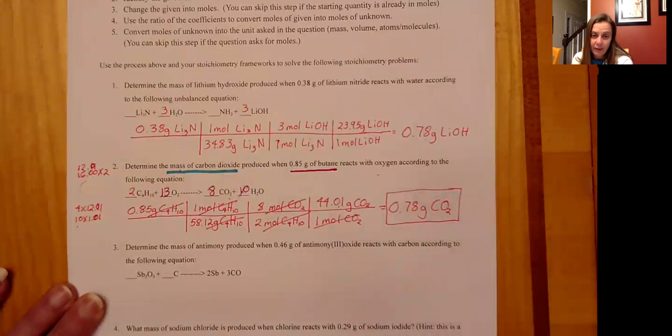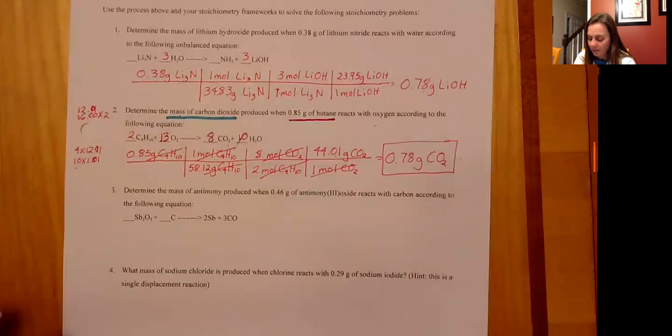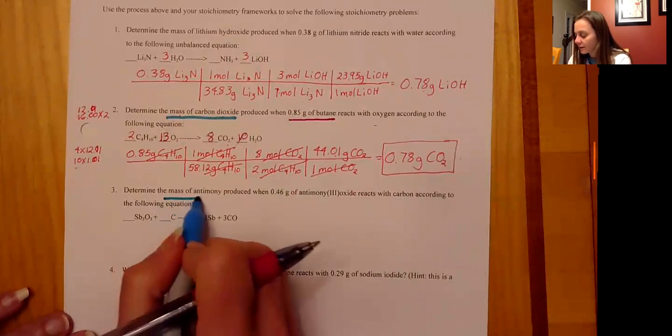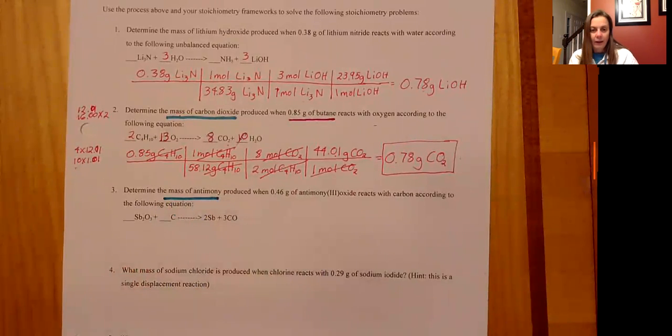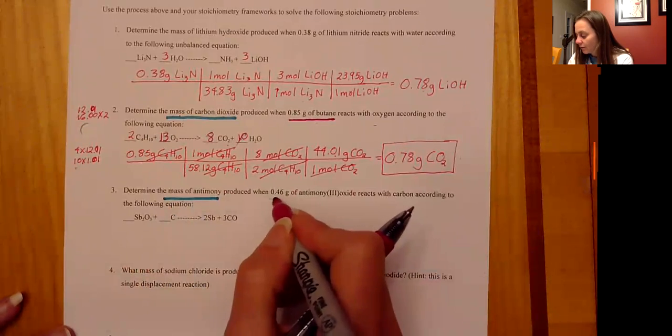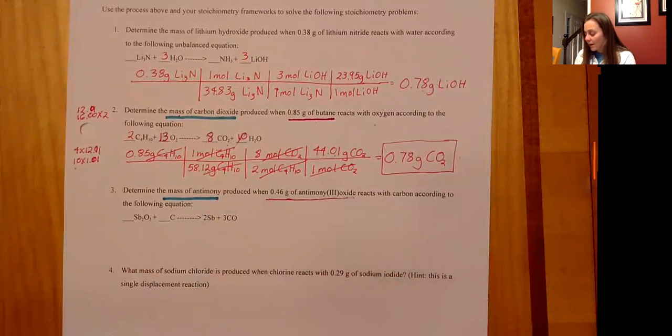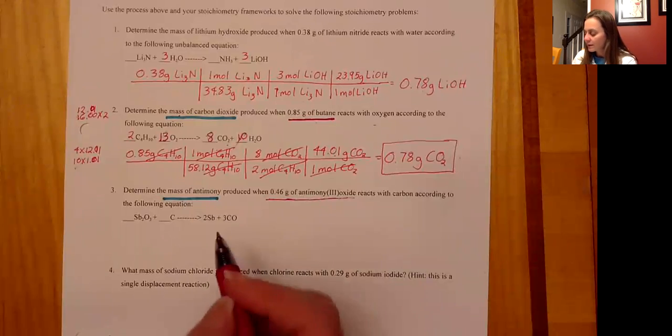So that's how we solve that one. All right, our next question asks us to determine the mass of antimony. So there's my unknown, mass of antimony, produced when 0.46 grams of antimony(III) oxide react with carbon according to the following equation. So we need to balance our equation, that's step 1.